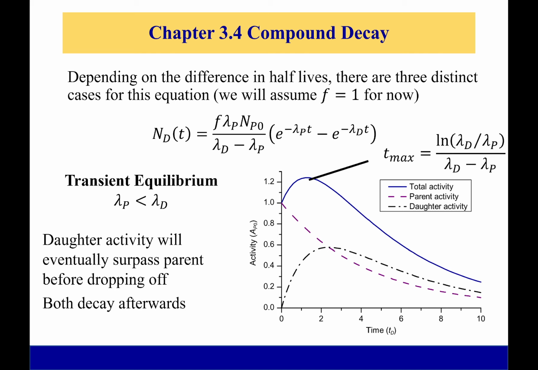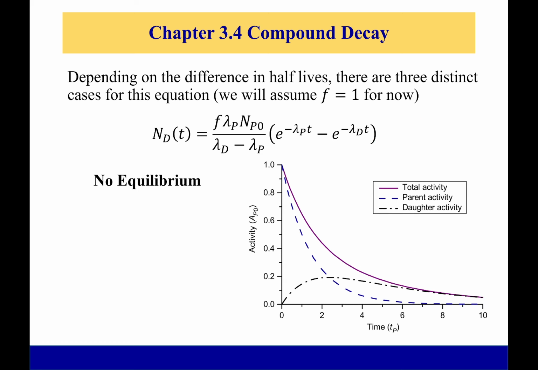The cool thing for us is if you solve our differential equation, our equation for the lifetime of the parent and the daughter, you can actually figure out what the max time is, the point where we're going to have the max amount of activity. And it's equal to this equation right here. I'm not going to go through the derivation right now, but you can if you want to later.